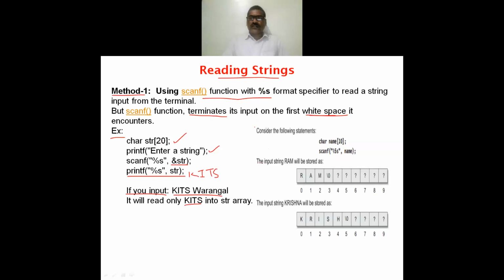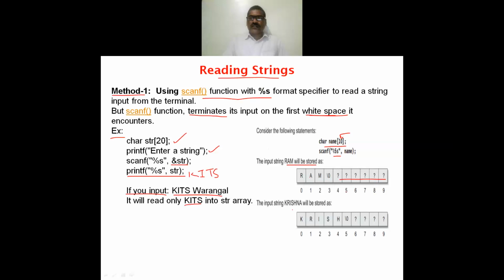It will read this "Warangal" into the second string. Fine. Now consider the following statement. If you take char name[10] and scanf with %5s for name, here we are specifying a width with the %s in scanf. Even though you declared the size as 10, the input string "ram" will be stored as ram followed by backslash 0, and the others are stored with unknown values.